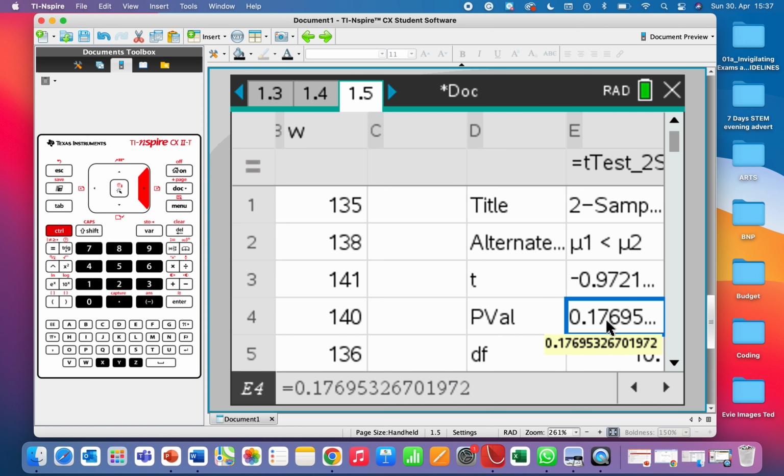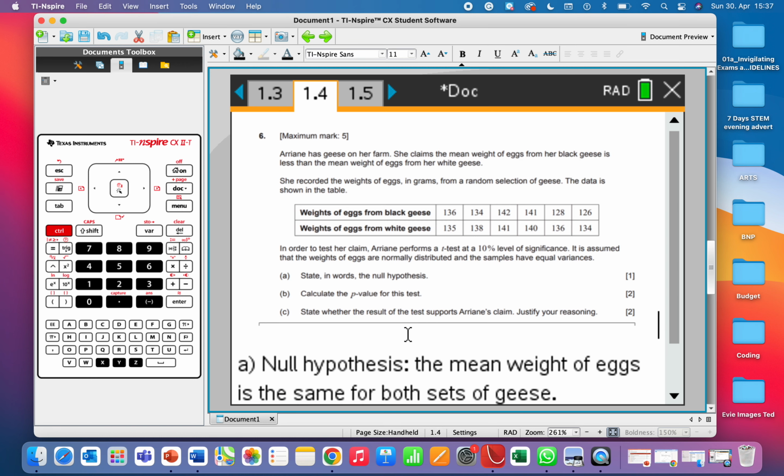Look, and the p-value is about 17 or 18%. Now remember, the p-value gives you the probability that the null hypothesis is true. So there's an 18% chance that the geese's weight of eggs is the same, which doesn't sound that high, but remember we test against the significance level. So let's go and grab this, 0.177.